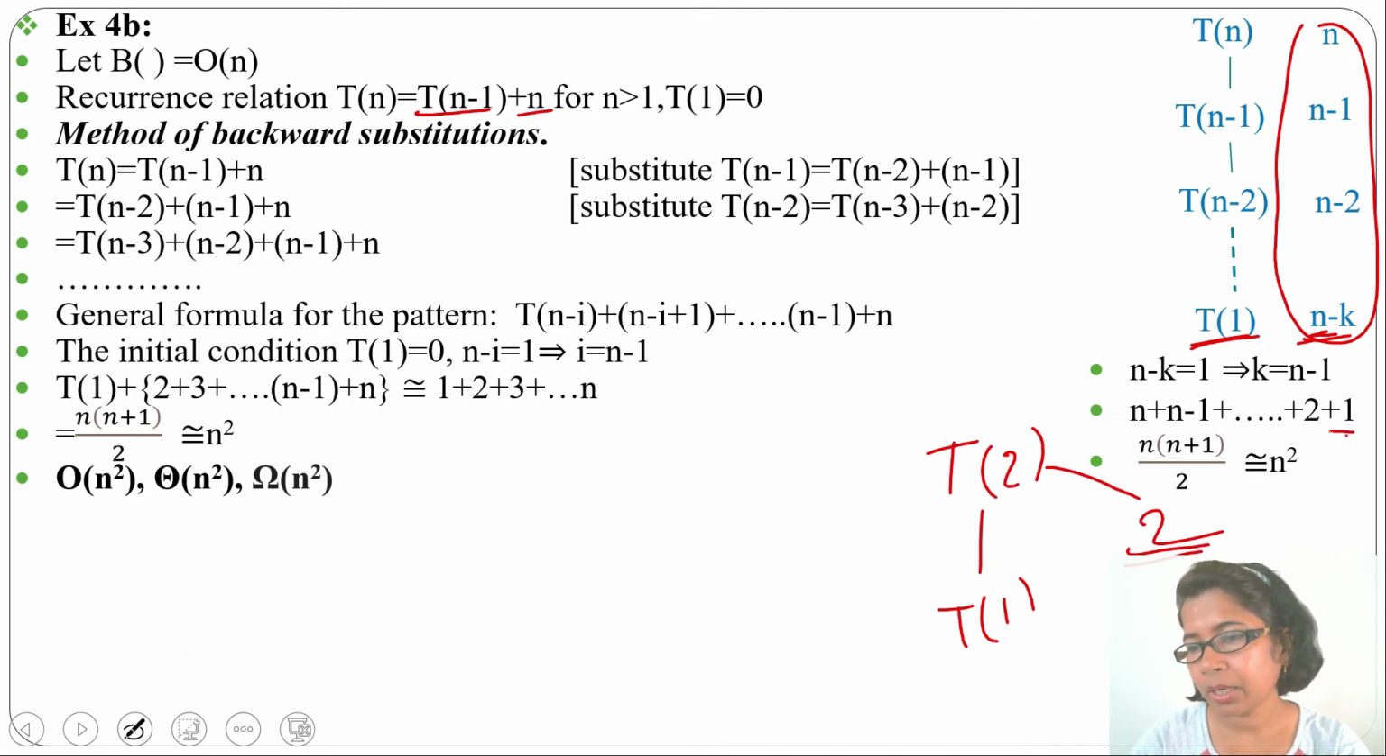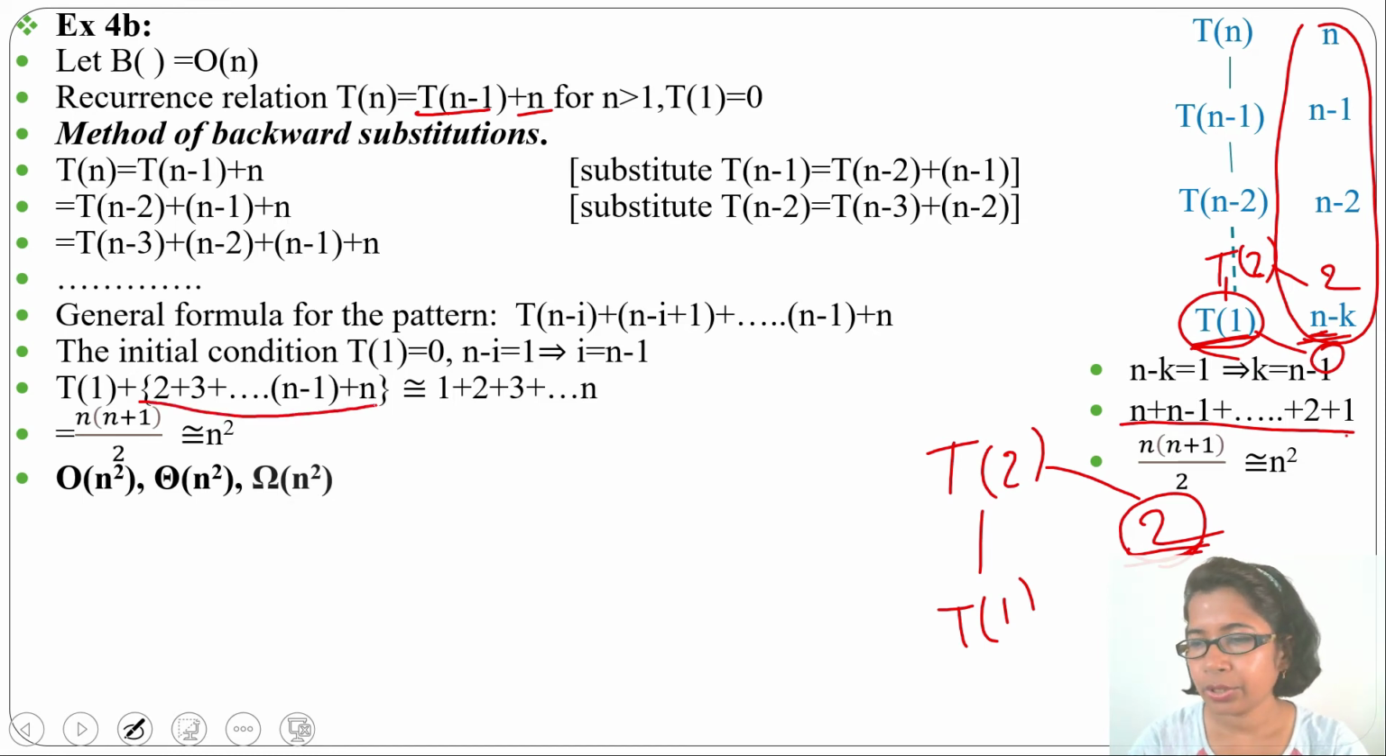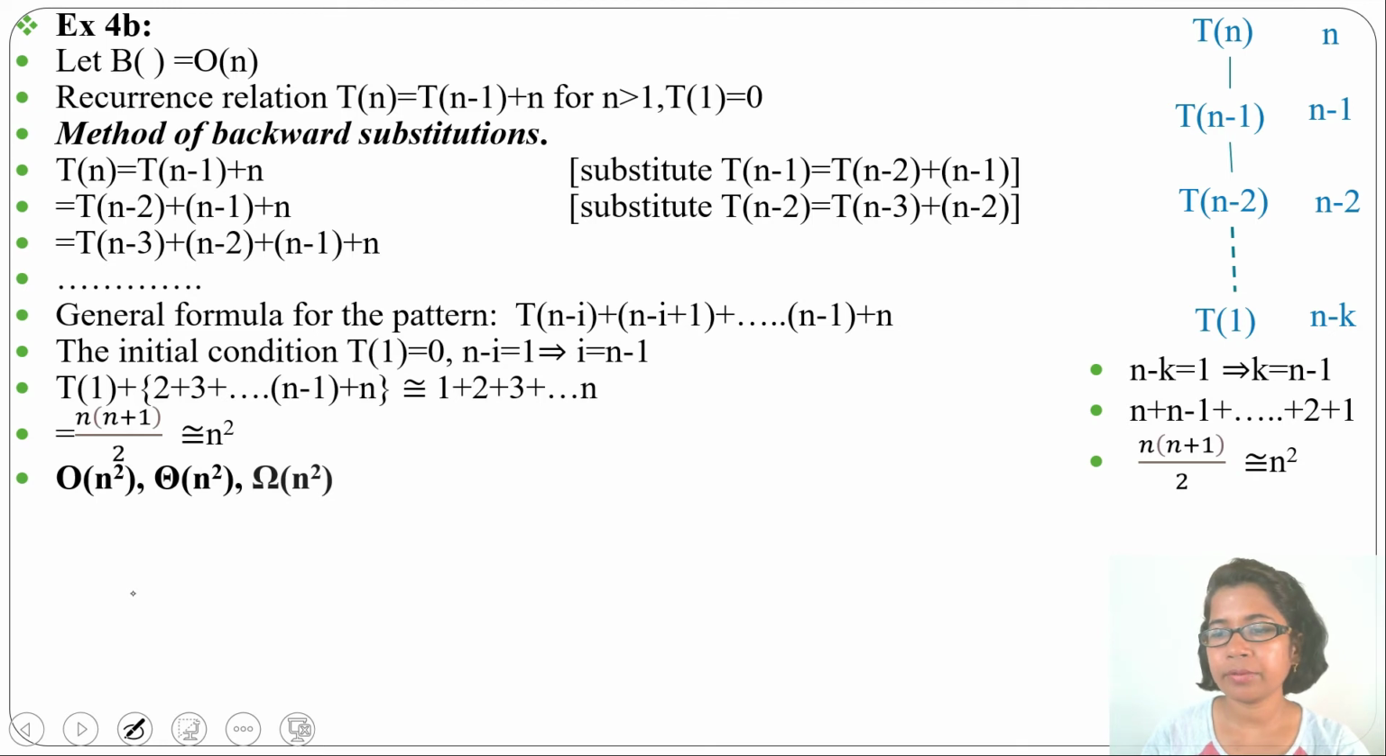So, approximately we can add 1, but exactly the last term will be 2. As from T(2), we'll call T(1), and for this the time will be 2, and for T(1), the time will be 0. Means it will be 2 plus 3 up to n. Approximately, I am taking this value, and this is equivalent to n square. In time complexity, we always find approximately. If you want to find exactly, just write 2 here. The last term will be 2. Then you just add n plus n-1 up to 2. Approximately, you will get n square as the answer.